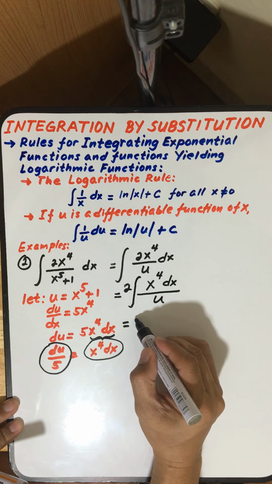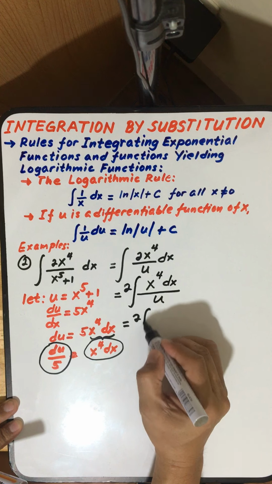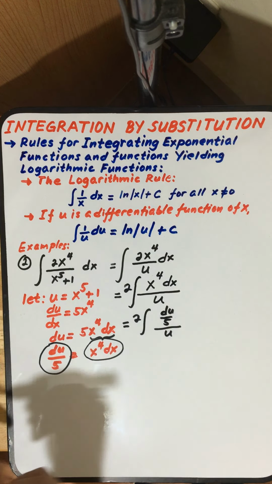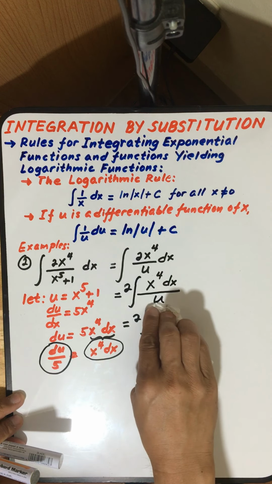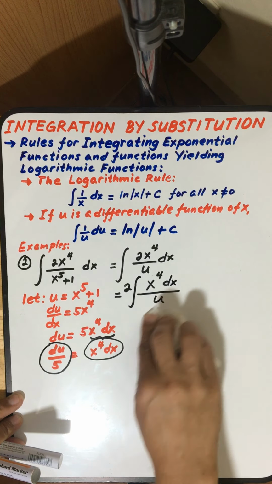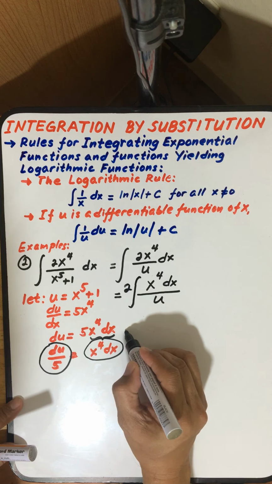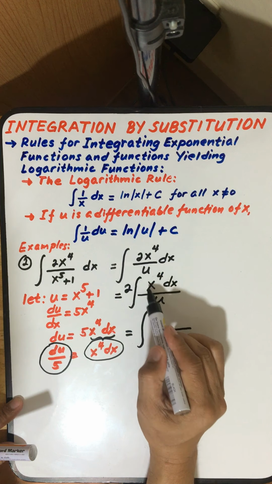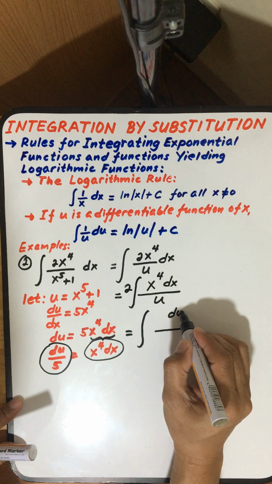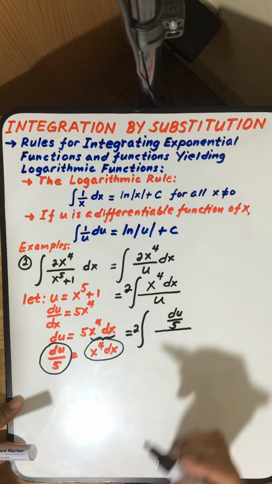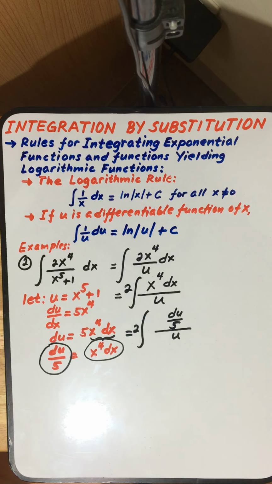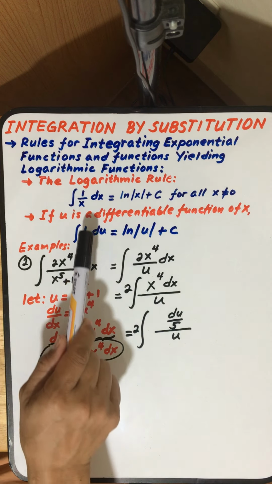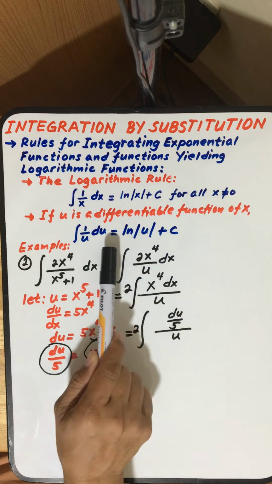So this becomes 2 times the integral of du over 5, then divided by u. Okay, so again, I have to write it well. So the integral of du over 5. So this is what we're going to replace for x to the 4th dx. So du over 5, and we have the constant 2 outside, then divided by u. Okay, so that's our resulting integral after the process. So our goal, class, is to arrive at this integral of 1 over u du, so that we can use the equivalent ln u plus c.